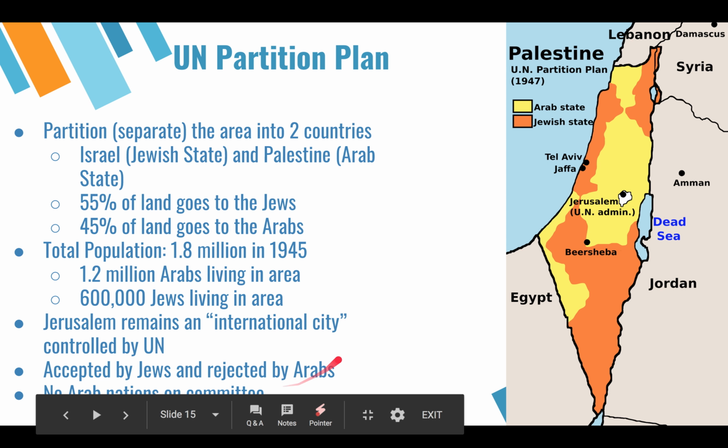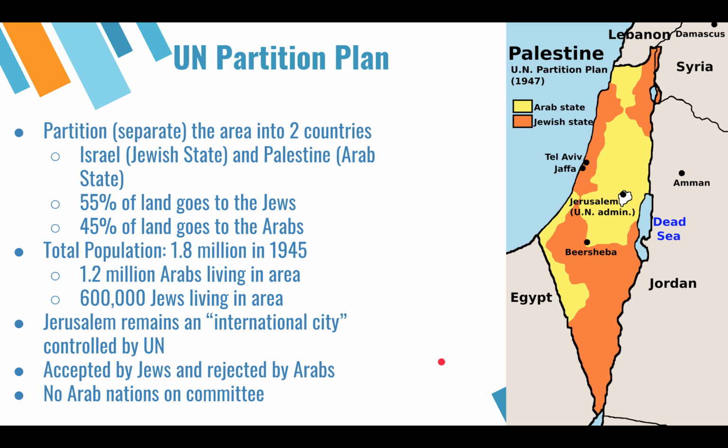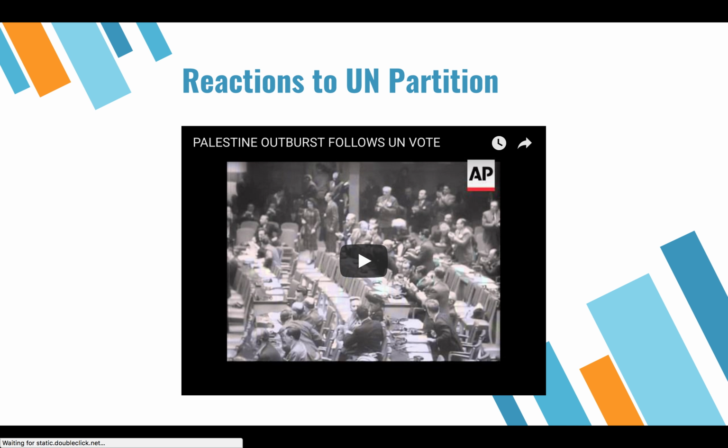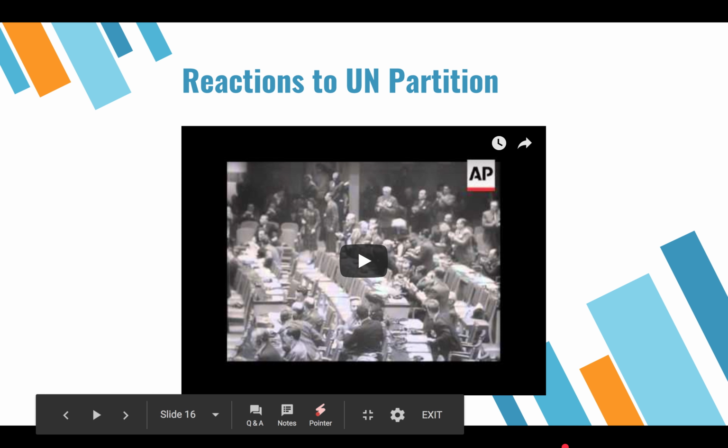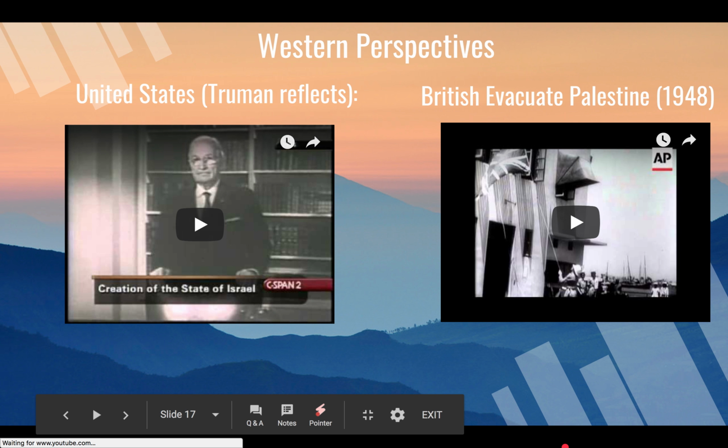And the last really important part of this partition plan is that the Arabs rejected it, not surprising, but the reason why, in addition to rejecting it just because they may have felt like they did not get a fair deal, is that they also rejected it because there were no Arabs on the committee that negotiated the partition. So they felt deliberately slighted in this negotiation. I would recommend that you watch this video on your own. This is slide 16.